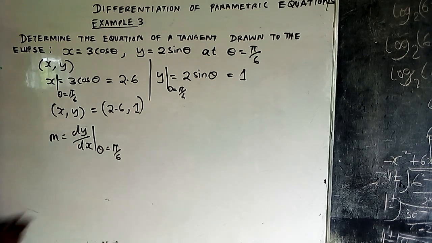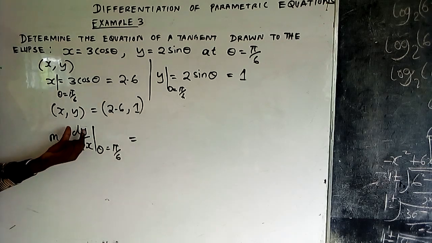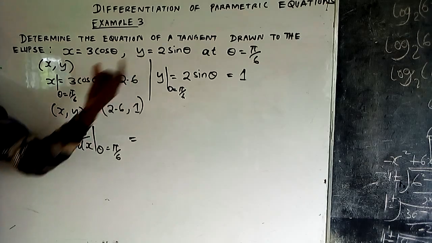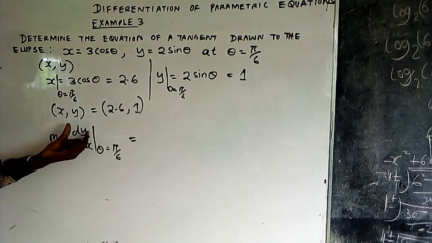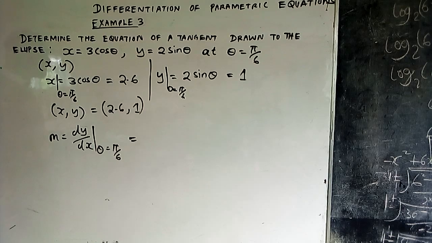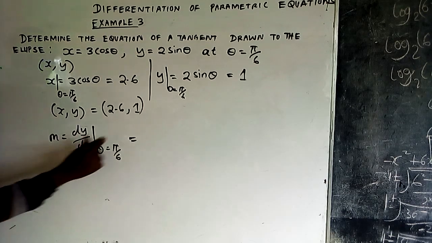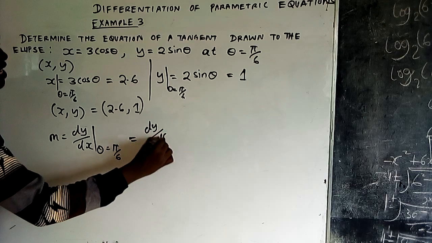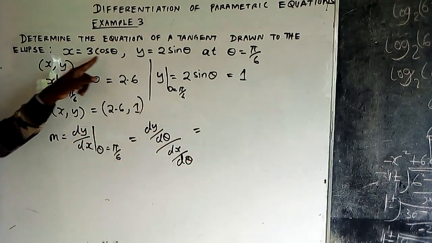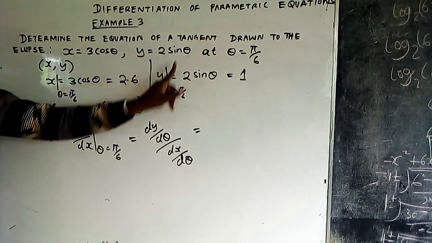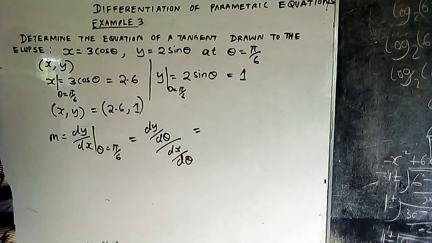So what is dy over dx? Your y is a function of theta, you are differentiating y with respect to theta, x is a function of theta, you are differentiating x with respect to theta. So dy over dx is the same as you divide dy by d theta over dx divided by d theta, because you see here very well y is a function of theta. Meaning you can get dy over d theta.